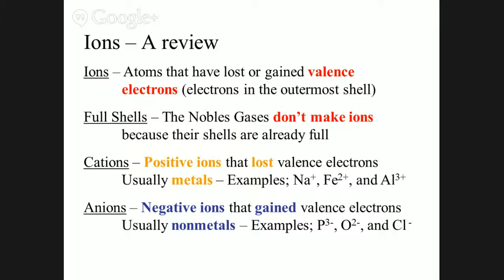And then there are anions. The negative ones have gained valence electrons. These are usually the non-metals. And so examples are phosphorus 3-, oxygen 2-, and chlorine minus. And again, the exponent, negative for gaining valence electrons, the number telling you how many they have gained. So you can tell right off the bat here that it'll be really important to distinguish the metals and the non-metals.